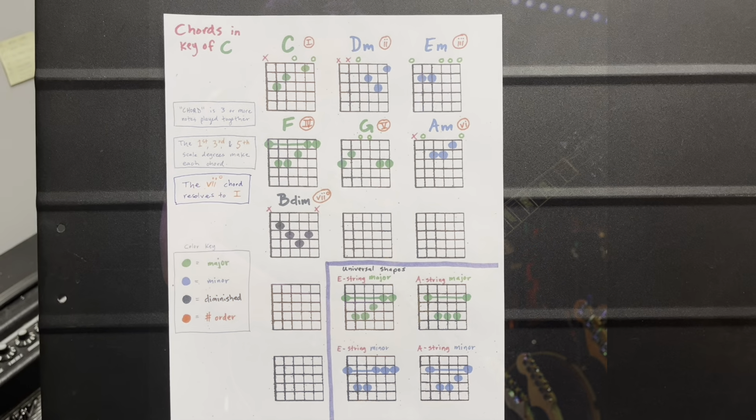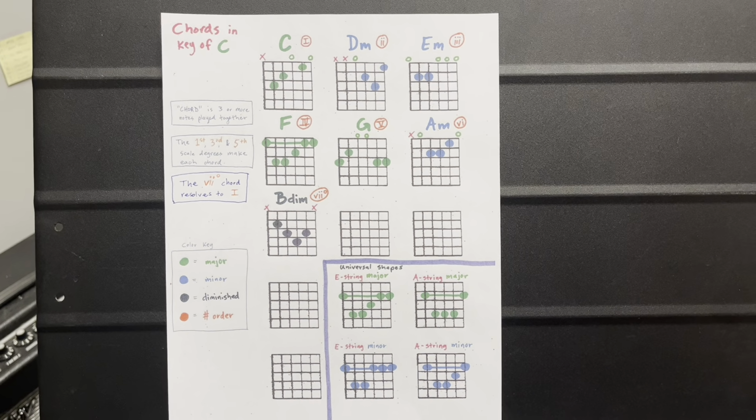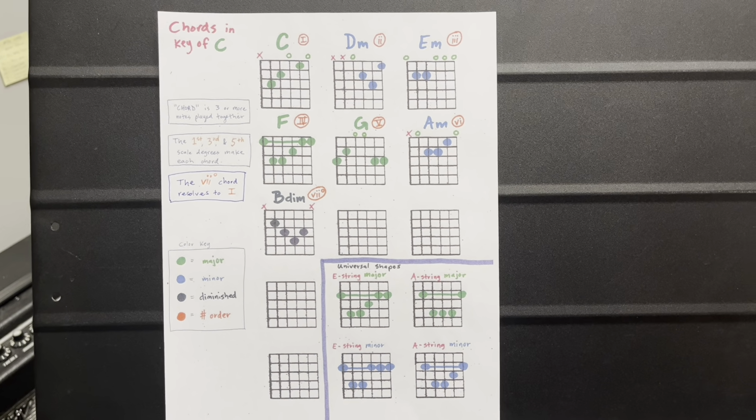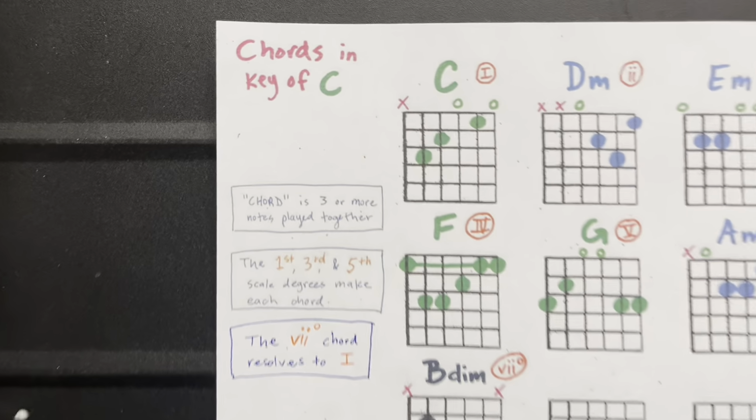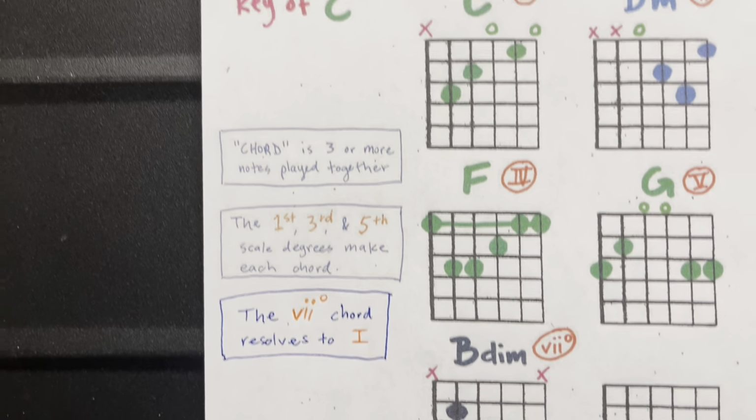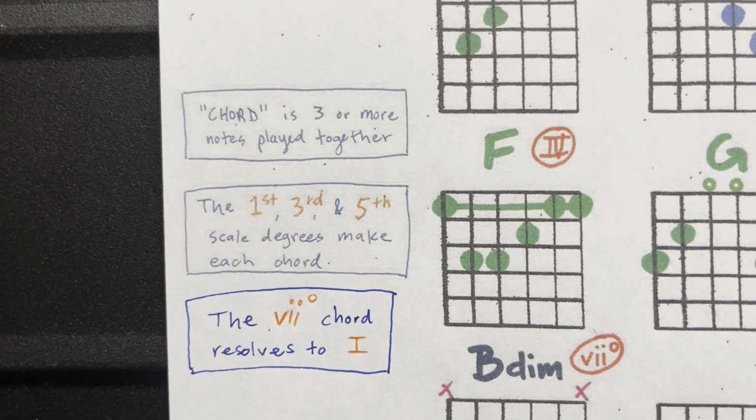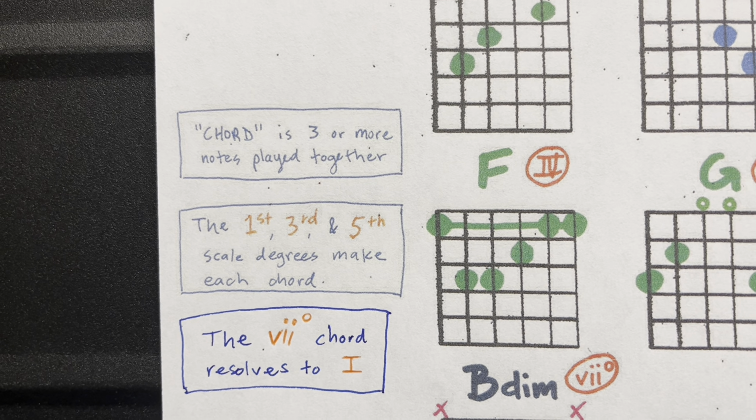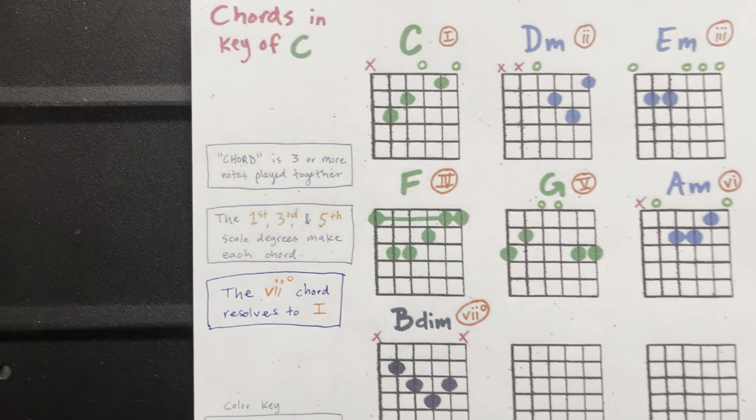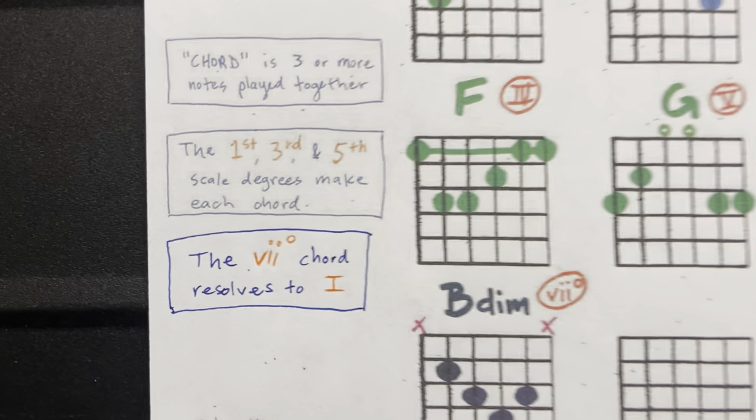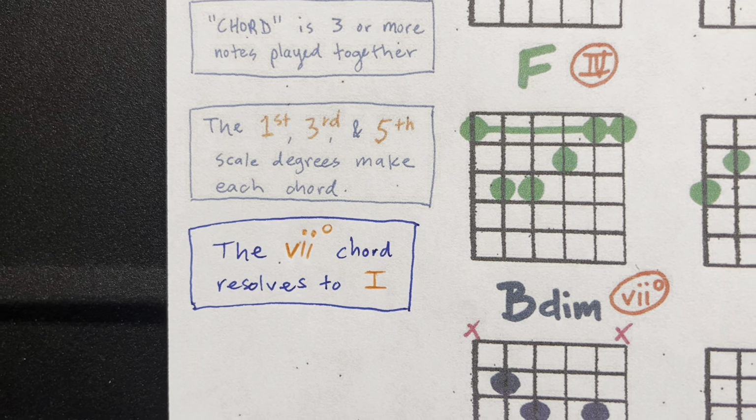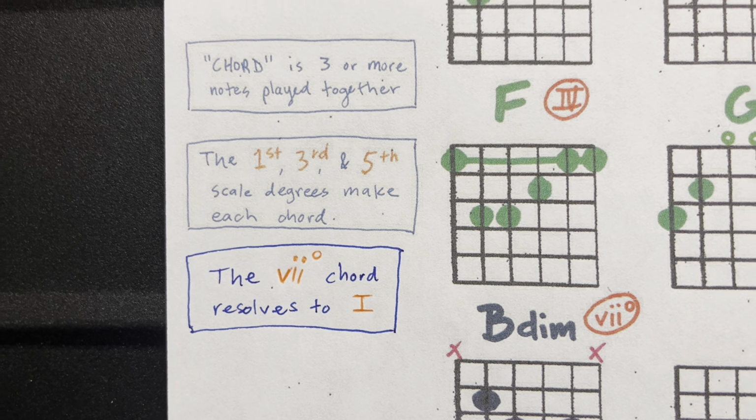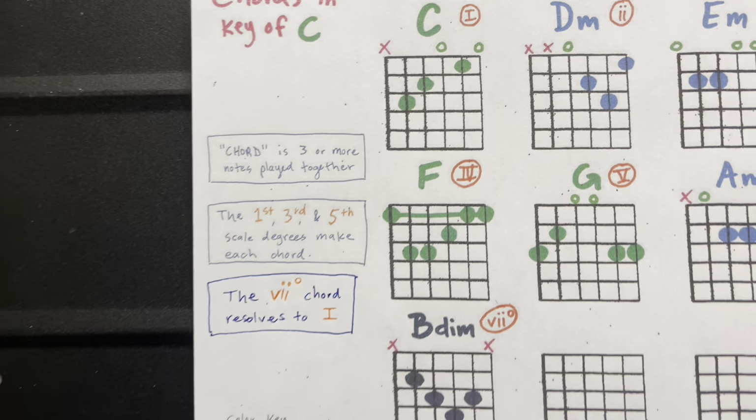Go ahead and take a screenshot of this chord sheet now. Alright, chords in the key of C major. Firstly, a chord is defined as 3 or more notes played together. Those chords are made up of the 1st, 3rd, and 5th scale degrees for each respective chord.